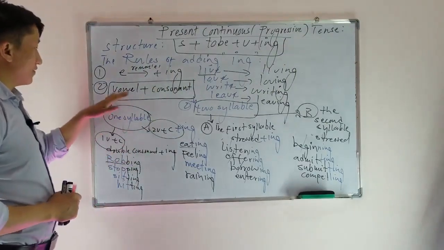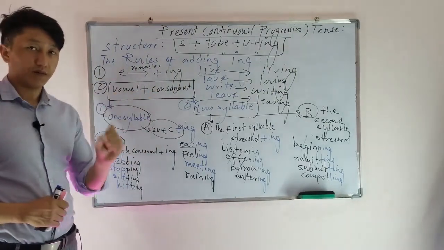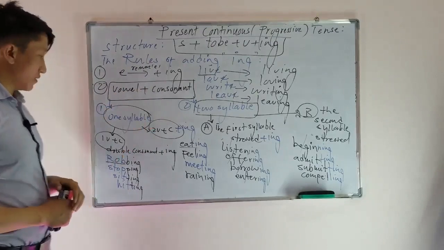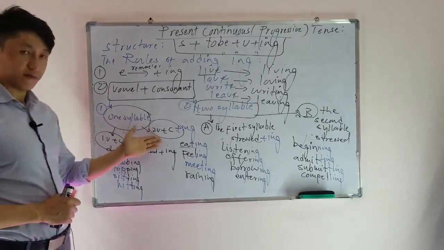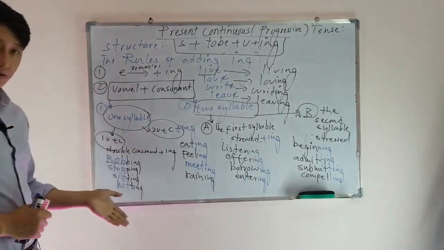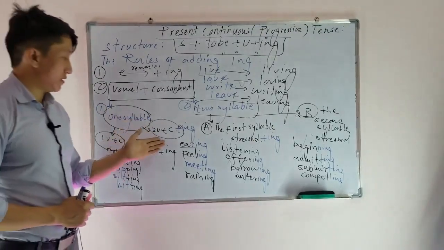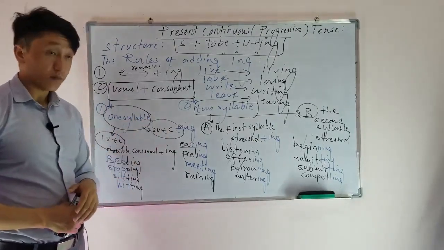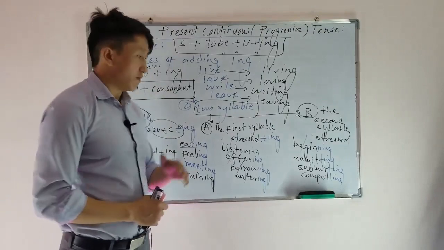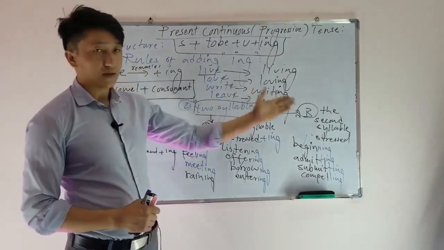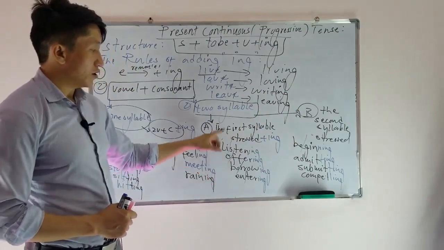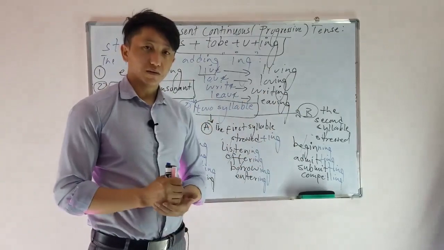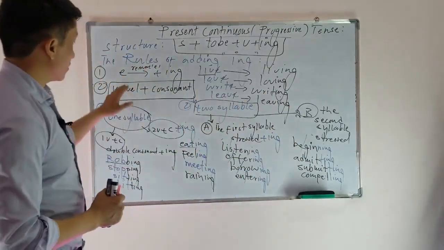Let me repeat again. If the verb finishes with vowel plus consonant, two rules: one syllable, two syllable. If it's one syllable, we have two rules: one vowel plus consonant, two vowels plus one consonant. If it's one vowel, double the consonant and add ing. But if I have two vowels, what do we do here? We just add ing. So if you have two syllable verbs, the first syllable is stressed and the second syllable is stressed. If the first syllable is stressed, we just add ing. But if the second syllable is stressed, we double the consonant and add ing. This is rule number 2.